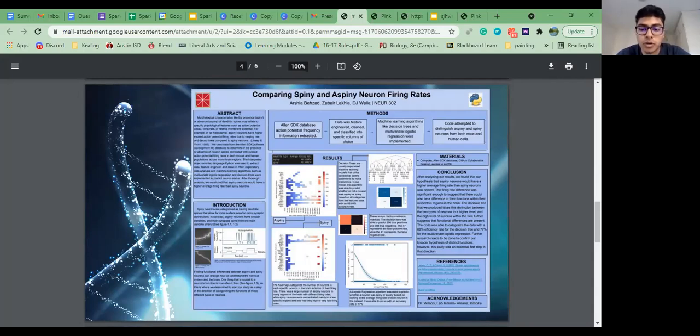And we were able to make the computer predict whether or not a neuron was aspiny or spiny, and whether or not it was in mice or human cells. So that was a really cool machine learning project. Again, it combined technical aspects to science.